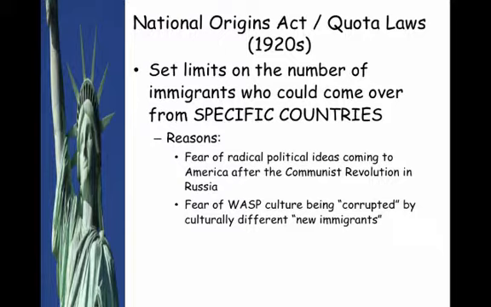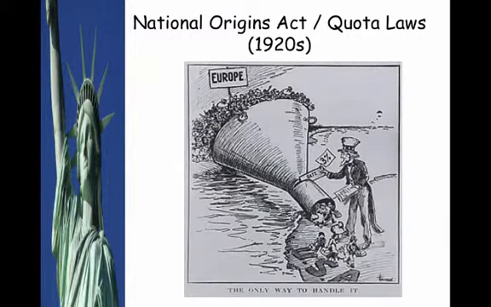There was also a fear of WASP culture, white Anglo-Saxon Protestant culture, being corrupted by the culturally different new immigrants. So there was a belief that there was too many of them and their cultures were not compatible, they would not assimilate easily, and they posed a threat to the English language and the Protestant faith, for instance. And there's a picture to give you a sense of what the quota laws and the National Origins Act did. It's kind of like a funnel. All these people want to come here, but we only let so many in.